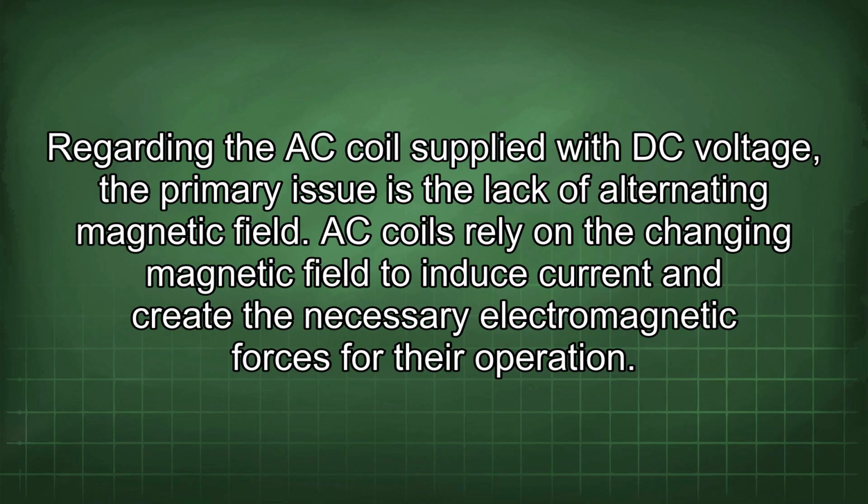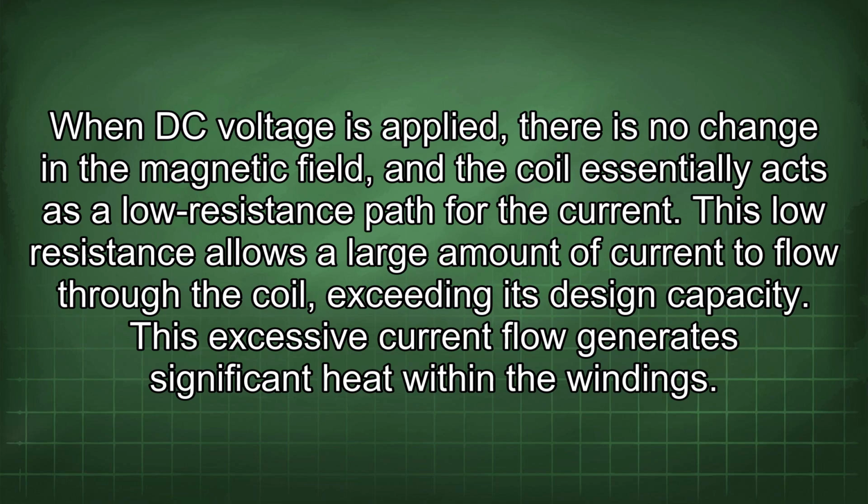Regarding the AC coil supplied with DC voltage, the primary issue is the lack of alternating magnetic field. AC coils rely on the changing magnetic field to induce current and create the necessary electromagnetic forces for their operation. When DC voltage is applied, there is no change in the magnetic field, and the coil essentially acts as a low resistance path for the current. This low resistance allows a large amount of current to flow through the coil, exceeding its design capacity. This excessive current flow generates significant heat within the windings.